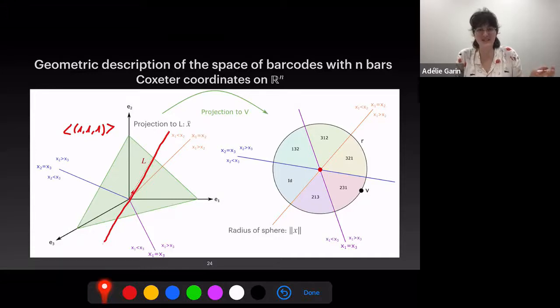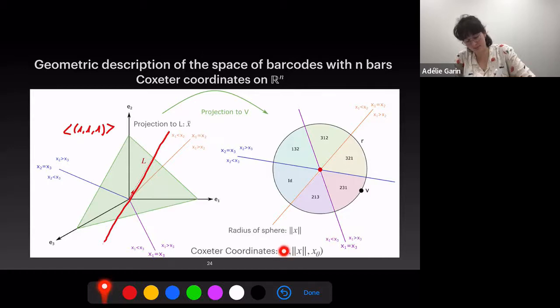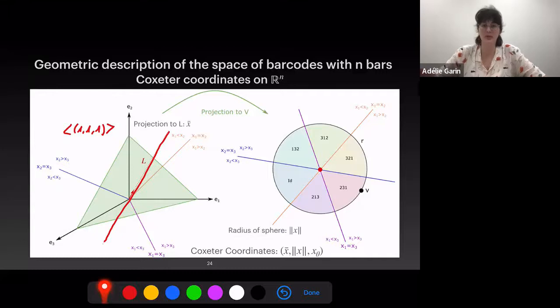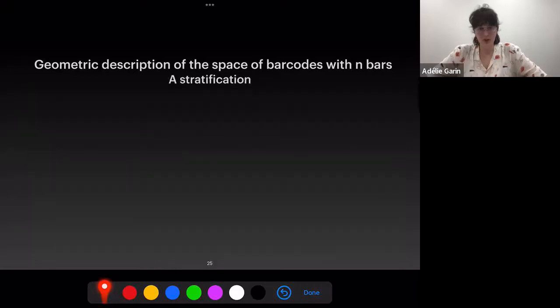I know it's not super easy to see this at first, but using that, we obtain 3 coordinates for R3. The first coordinate is the average of the xi. The second coordinate is the standard deviation, and the third coordinate is this angular coordinate, which we'll forget and consider just the permutation associated to it. So we lose a little bit of information, but that's how we get back to this symmetric group relationship that I was talking about from the beginning. Using that, we obtain a new geometric description of the space of barcodes with n bars.